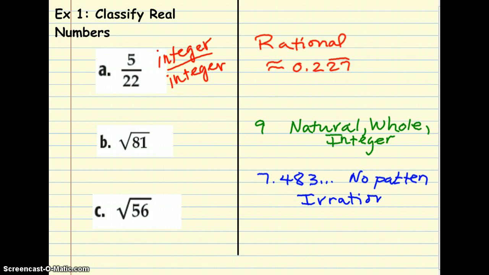I like to think of irrational, somebody who's irrational is kind of crazy. An irrational number is a number that comes out as a decimal and there's no pattern. It's not nice and neat, it's not methodical with having a repeat, it's just a crazy number.